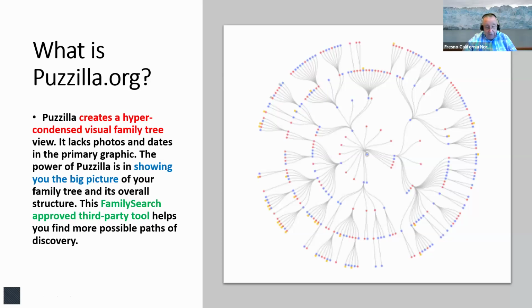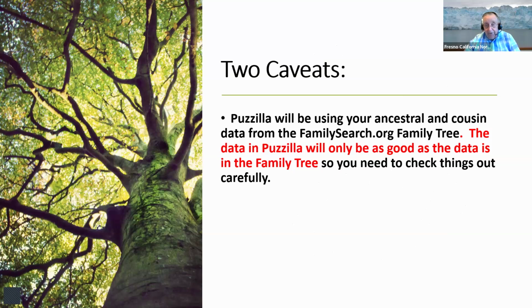Notice how it's spelled. It's spelled with 2 Z's and 2 L's, and it's puzzilla.org. But if you put in Puzzilla.com, you'll still come to the Puzzilla page, because fortunately they own both domains, so that if you don't know which way to go, org or com, it'll get you to where you need to be.